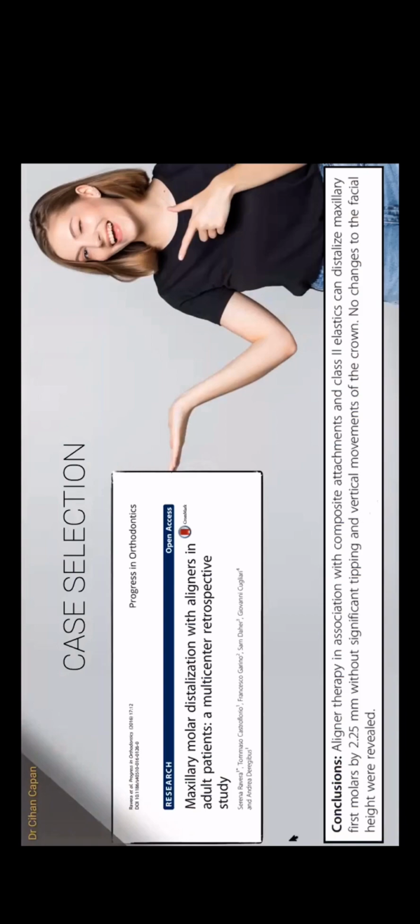So let's look at the studies. There is a nice study from Serena and her friends, and the conclusion was that aligner therapy combined with composite attachments and class 2 elastics can distalize maxillary first molars by 2.25 millimeters without significant tipping.